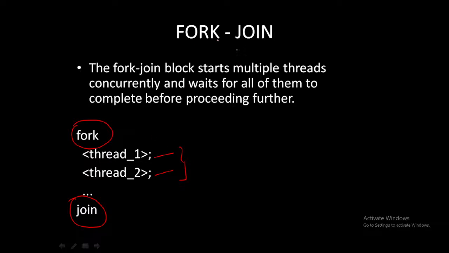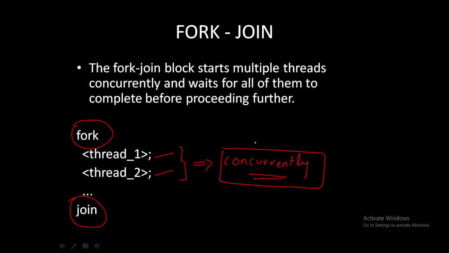So that is the fork join, and thread 1 and thread 2, or these two assignments, will be running parallelly, or you can say concurrently. These two threads will be running parallelly. This will be running concurrently.